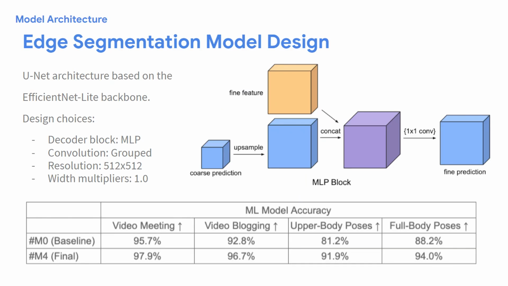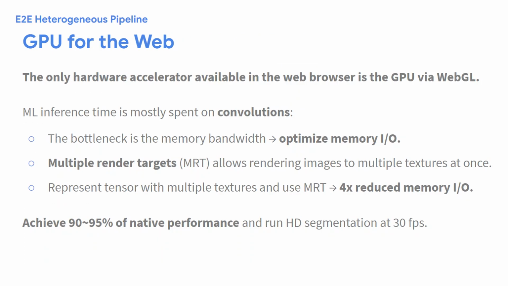To find the best model architecture, we search over the following dimensions. For decoder block, we found that MLP decoder delivers quality close to channel attention and speed close to bilinear upsampling. For convolution block, we found that grouped convolution improves NPU utilization, hence reducing latency. For input resolution, we choose 512 by 512 as quality improvement diminishes beyond this resolution.